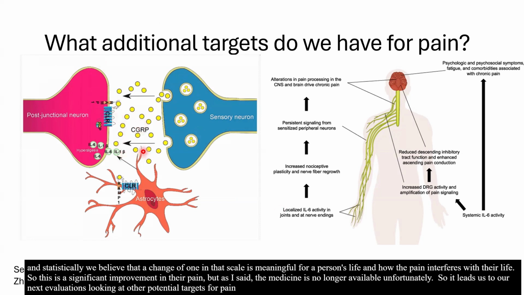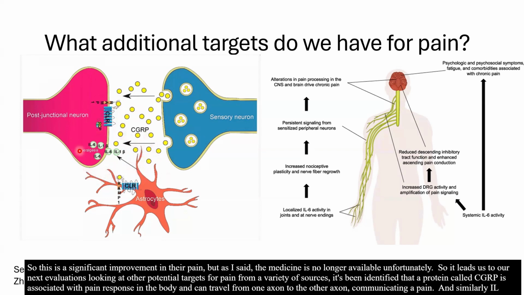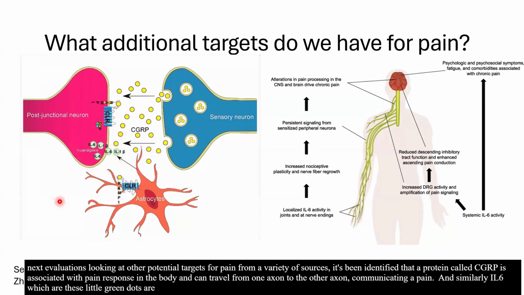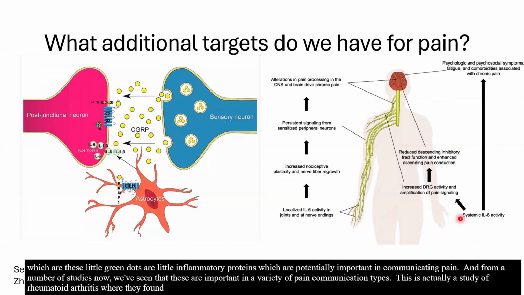From a variety of sources, it's been identified that a protein called CGRP is associated with pain response in the body and can travel from one axon to the other axon, communicating a pain. And then similarly, IL-6, which is these little green dots that don't show up well on my screen here, are little inflammatory proteins, which are equally potentially important in communicating pain. And from a number of studies now, we've seen that these are important in a variety of pain communication types. This is actually a study of rheumatoid arthritis, where they found IL-6 as an increased inflammatory marker contributing to pain for patients with rheumatoid arthritis. So these two targets are becoming increasingly important in the pain story.